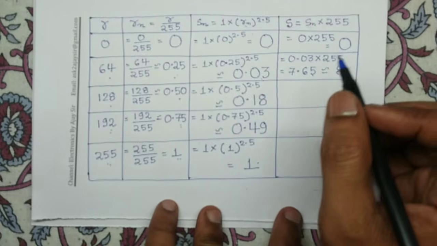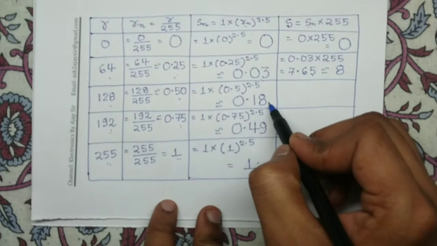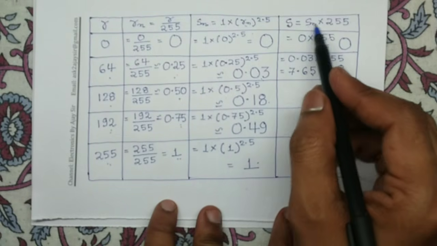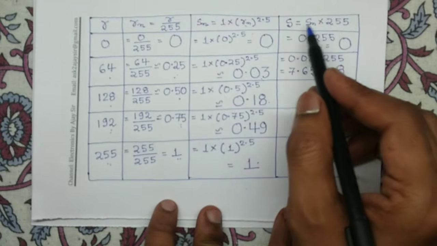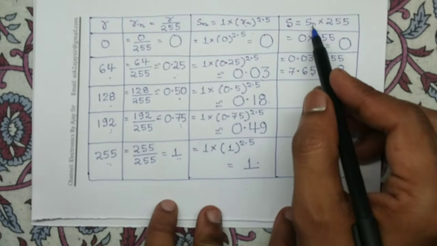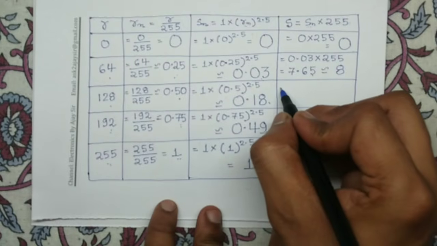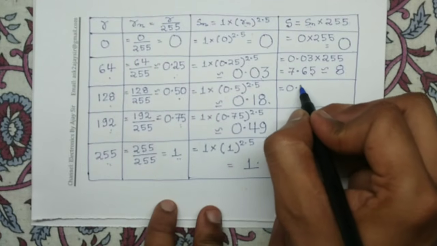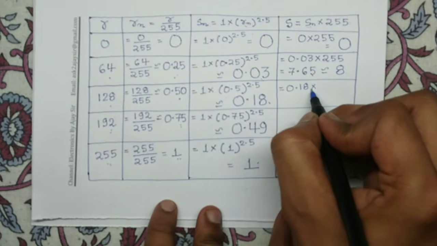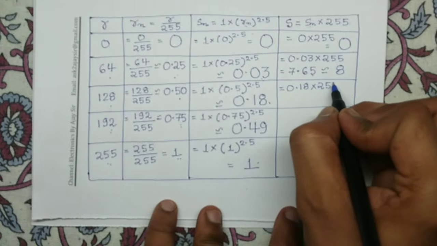Next, when Sn equals 0.18, we will determine the value of S, and in this equation of S, in place of Sn, I will substitute 0.18. So the equation of S becomes 0.18 into 255.